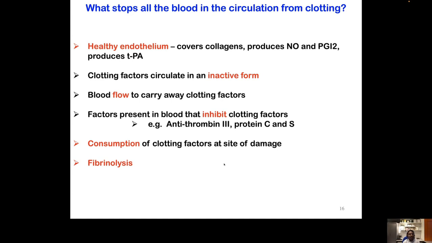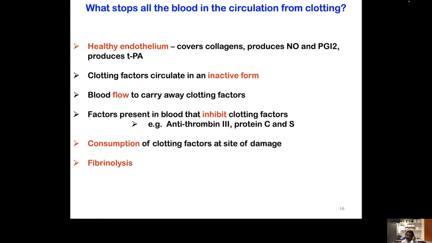So the first thing is healthy endothelium. We have healthy endothelium, which covers the collagen that is present underneath the endothelium. Okay, and the endothelium is producing nitric oxide and PGI2, and it's also producing tissue plasminogen activator, which we just talked about for fibrinolysis. So we know that nitric oxide and PGI2 are inhibiting platelet function unnecessarily. Collagen is fully covered. Tissue plasminogen activator will be circulating in the blood all the time to monitor any plasmins.